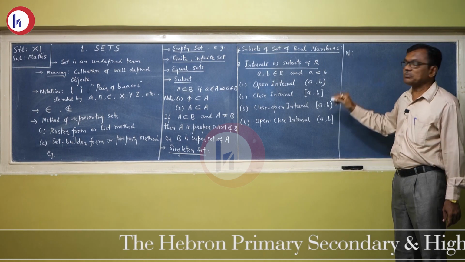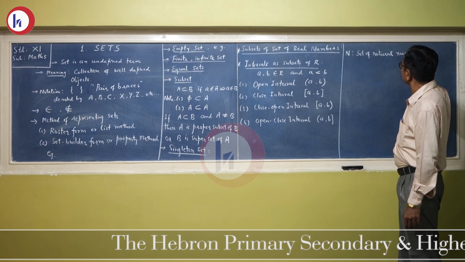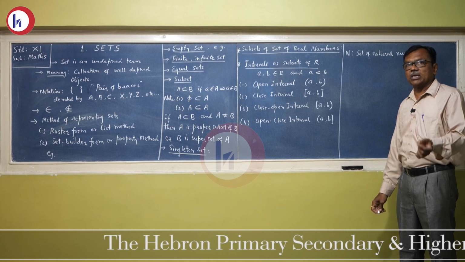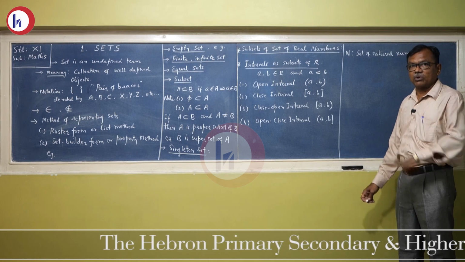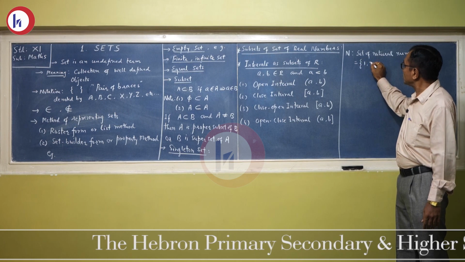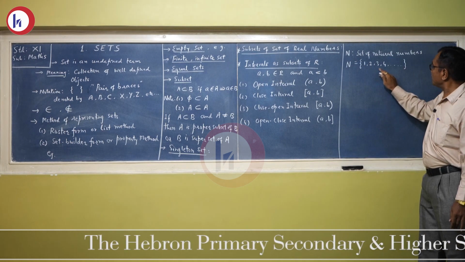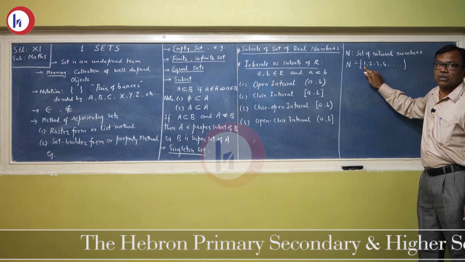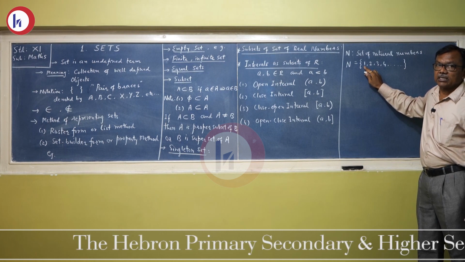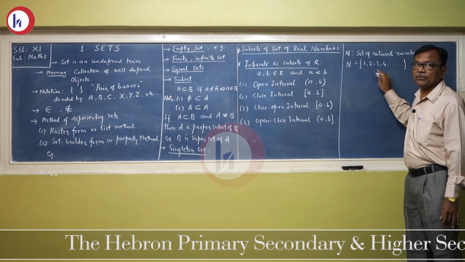Set N is the set of the natural numbers. All these sets you already studied in the lower standards. We are just recalling all these sets that you have studied. Set of natural numbers: this set N is nothing but 1, 2, 3, 4, etc. The set N goes to infinity. This set is also known as the set of the positive integers. The smallest positive integer is 1 and the greatest integer is unknown, not defined.